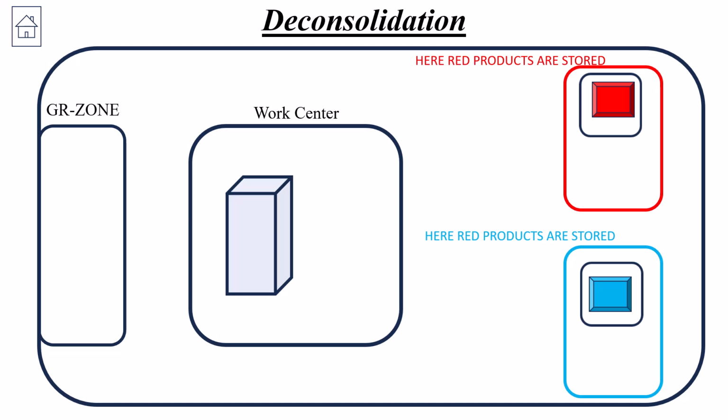This process of dismantling the HU and packing separately those two products which have different destinations in the warehouse is called deconsolidation, and this is an excellent feature in SAP EWM. SAP WM does not have this kind of functionality, so it is one of the advantages of SAP EWM over SAP WM.